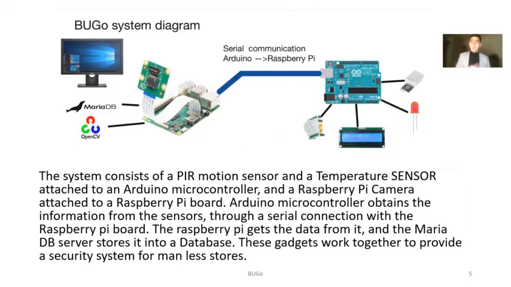Our system consists of an Arduino microcontroller with a temperature and humidity sensor showing up on the LCD, and then a PIR motion sensor connected with an LED. This microcontroller is going to have a serial communication with the Raspberry Pi. The Raspberry Pi is going to be attached to a camera for face recognition with OpenCV, and it's going to store the data of the microcontroller into MariaDB.